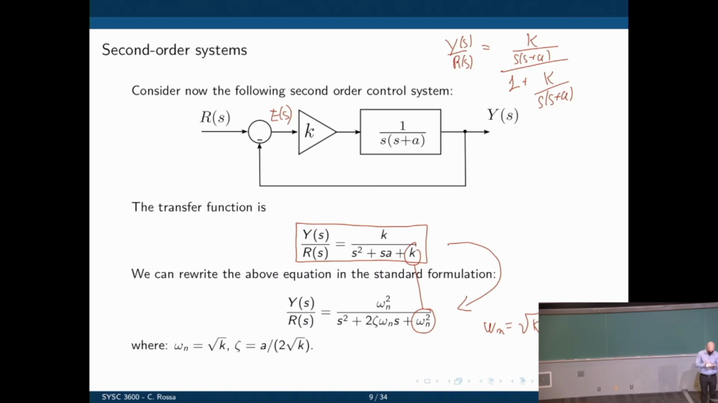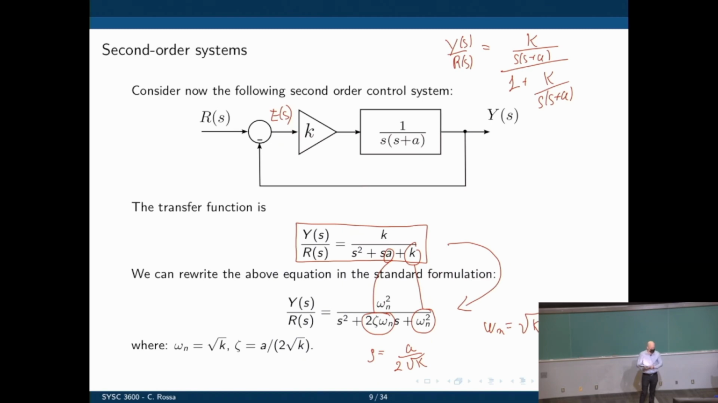And you can determine the value of zeta, which is A over 2 omega n, so A over 2 square root of K. Now we see interesting things happening. We see the damping ratio is directly a function of K, and omega n, the frequency of oscillations, is also a function of K. So let's look at the values we got here.